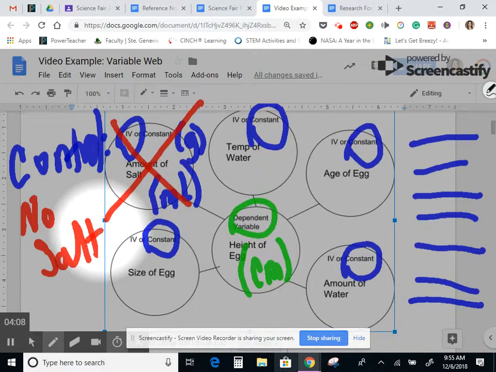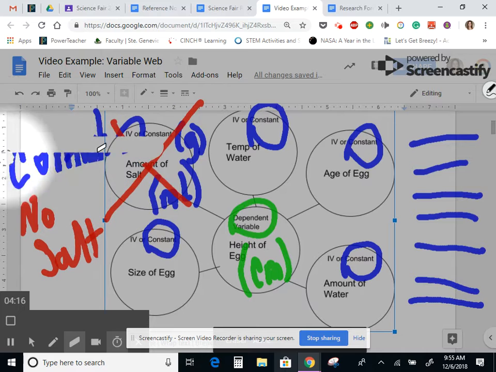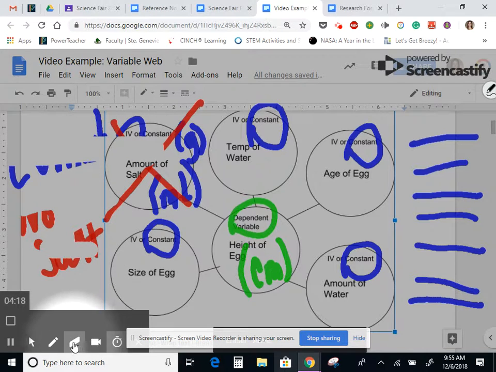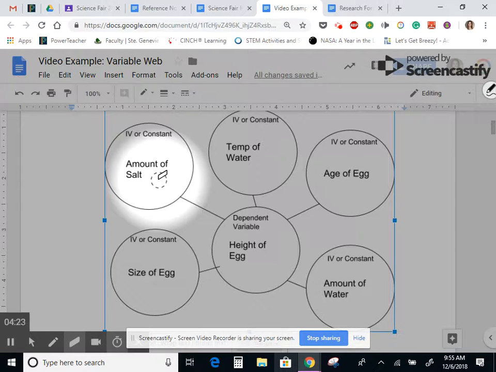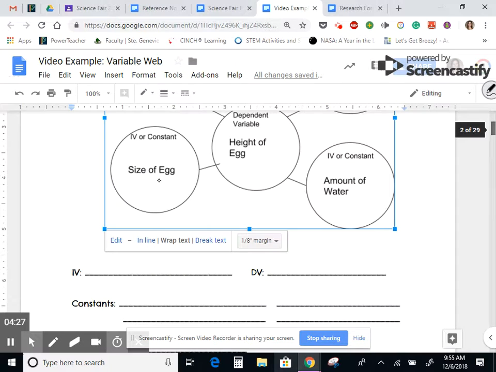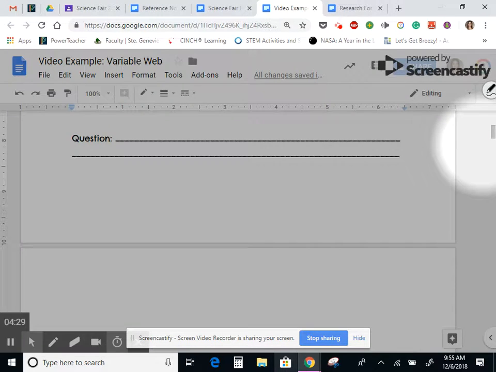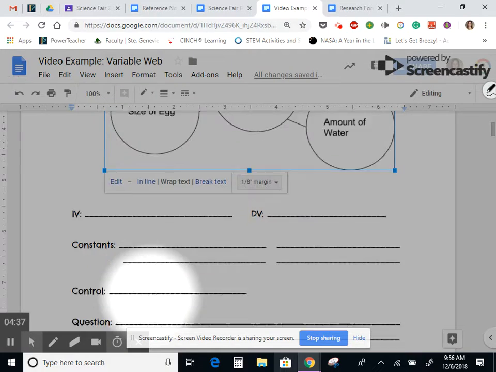Now I have my variables in my experiment, I can gather all the information that I need. So I'm going to erase all of this. Okay, now I'm going to scroll down. So I have my IV, DV, constants, and again, list more than 4, and our control. This is just where I'd write that down.